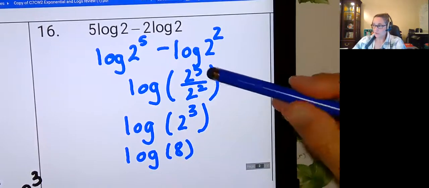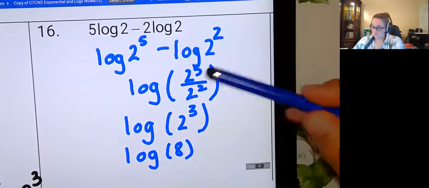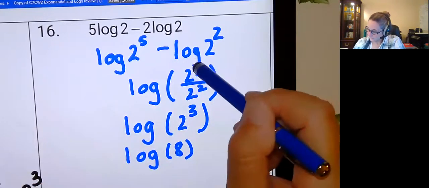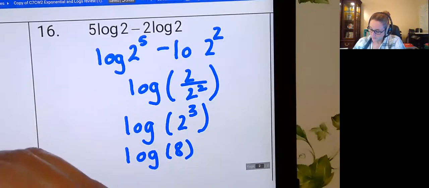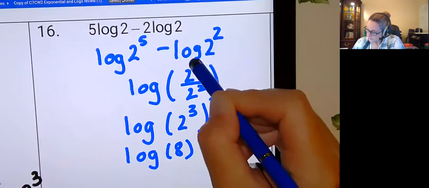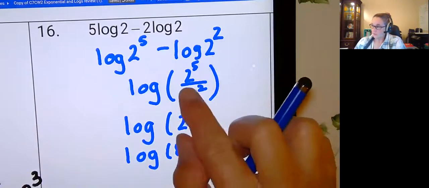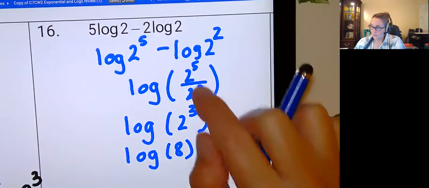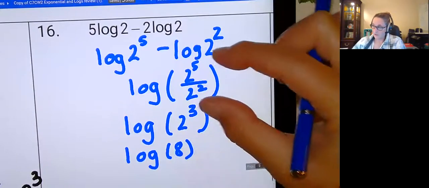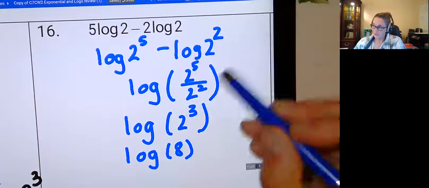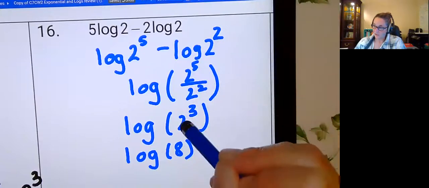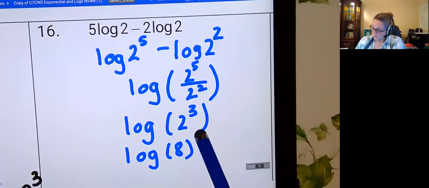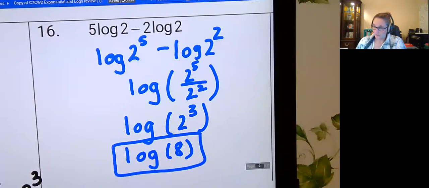Now, if you wanted to, at this point, you could have rewritten 2 to the 5th. Let me kind of clean that up. Okay, so this 2 to the 5th is really a 32 over 4, and 32 over 4 is 8. Or since these are both 2 to powers, I can subtract the powers and get 2 to the 3rd. But your final answer is going to be log of 8.